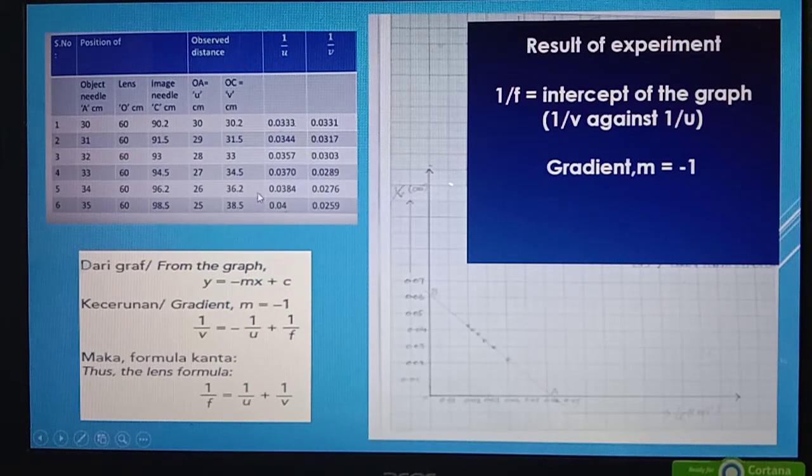Let's say you don't know the focal length of the lens. You can carry out this activity, plot a graph, and then find the intercept of the graph, then calculate the focal length of the lens.